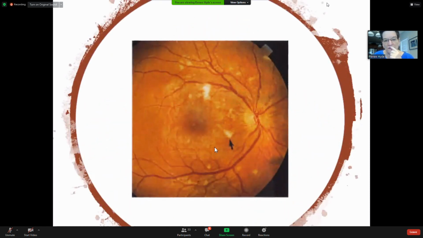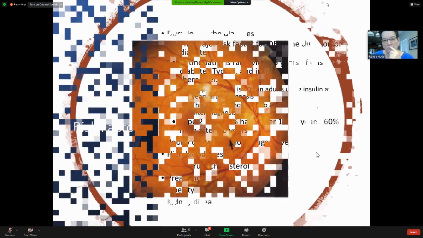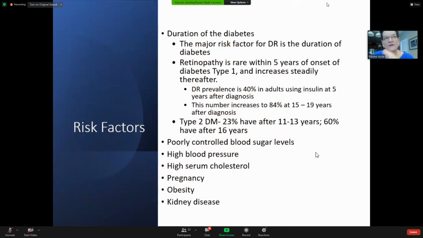Here again, you can see those very large areas of hemorrhage, those cotton wool spots, that vessel. There is some edema here as well. The duration of the diabetes is the major risk factor. Typically, retinopathy is rare within 5 years of onset of type 1 diabetes, but what you will see is that the risk increases thereafter.